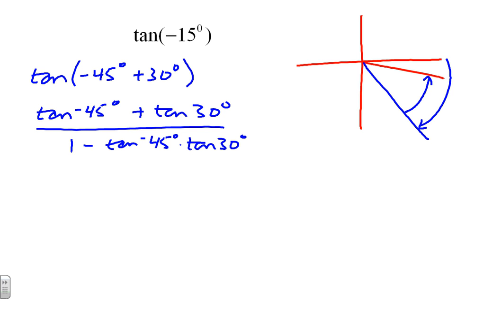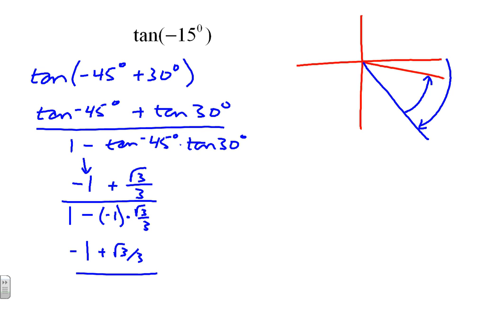Tangent of negative 45 degrees is negative 1 plus tangent of 30 degrees is 1 on root 3, or root 3 on 3. And this is all over 1 minus, it would just be this guy, tangent of 45, negative 1 times this guy, root 3 on 3. So I get negative 1 plus root 3 on 3 over 1 plus root 3 on 3. At which point I might be tempted to multiply top and bottom by 3 to get rid of the compound fractions.